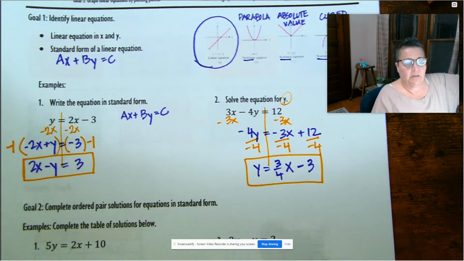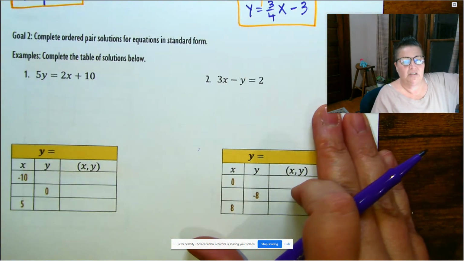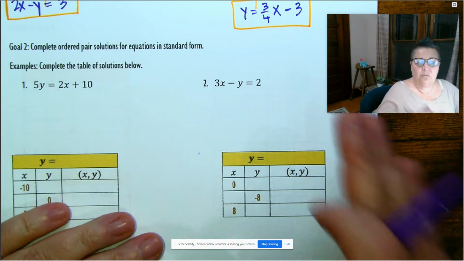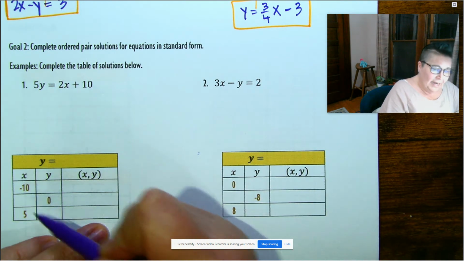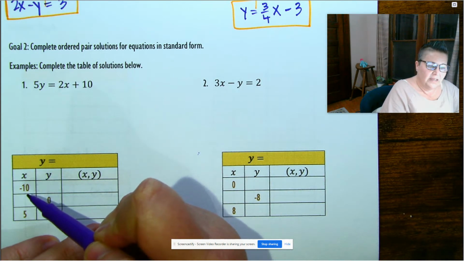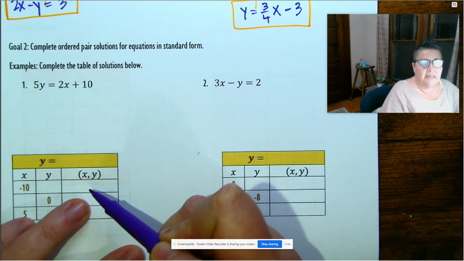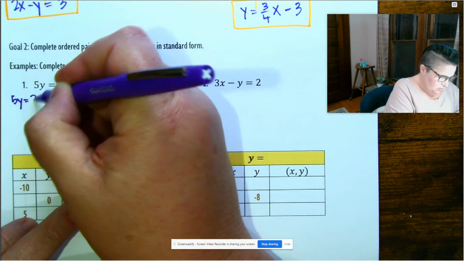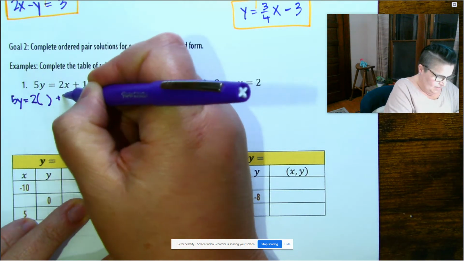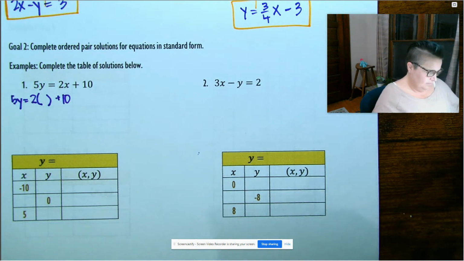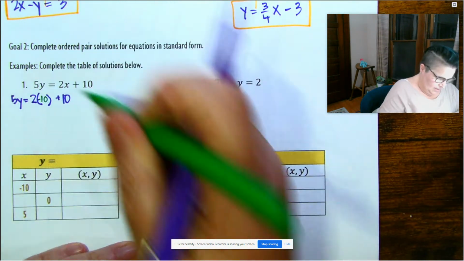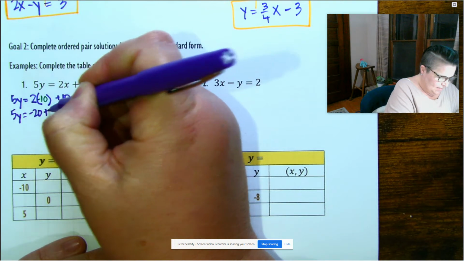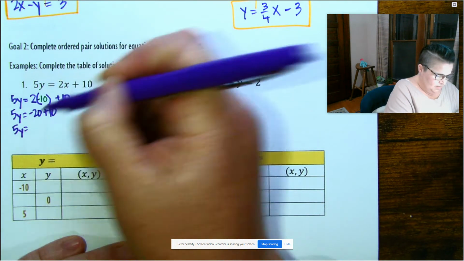In order to complete the tables, the best way to do that is to actually put the line into the y equals form. But I'm not going to do it just yet. We're going to see. So here I have a table where it's partially filled up. I know what my x value is. I need to find my y value to get the point. So I'm going to take 5y is equal to 2 times that negative 10 plus 10. So that's going to give me 5y is equal to a negative 20 plus 10. So 5y is a negative 10.